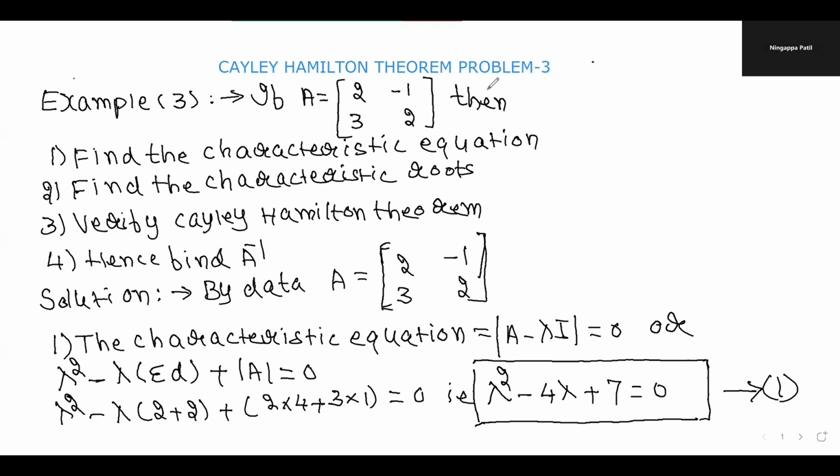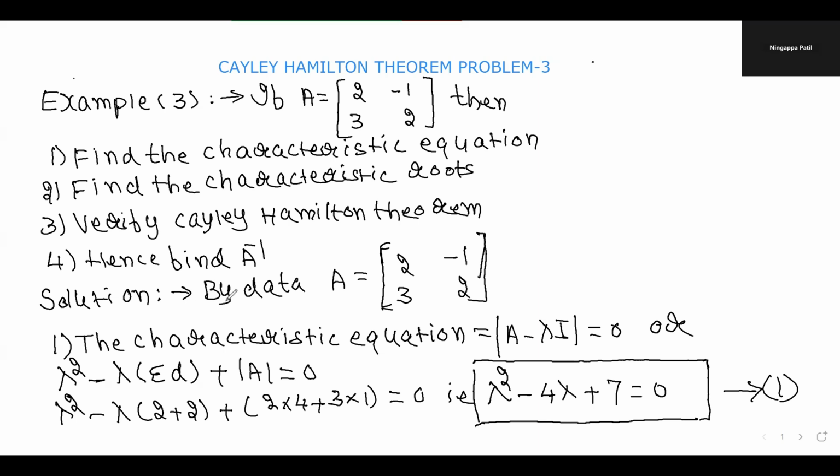Thanking you. Cayley-Hamilton Theorem, example number 3. My dear students, if A equals the matrix [2, -1; 3, 2], then number 1, find the characteristic equation; number 2, find the characteristic roots of this characteristic equation; and verify the Cayley-Hamilton theorem, and hence find A inverse. This is given in the question paper.